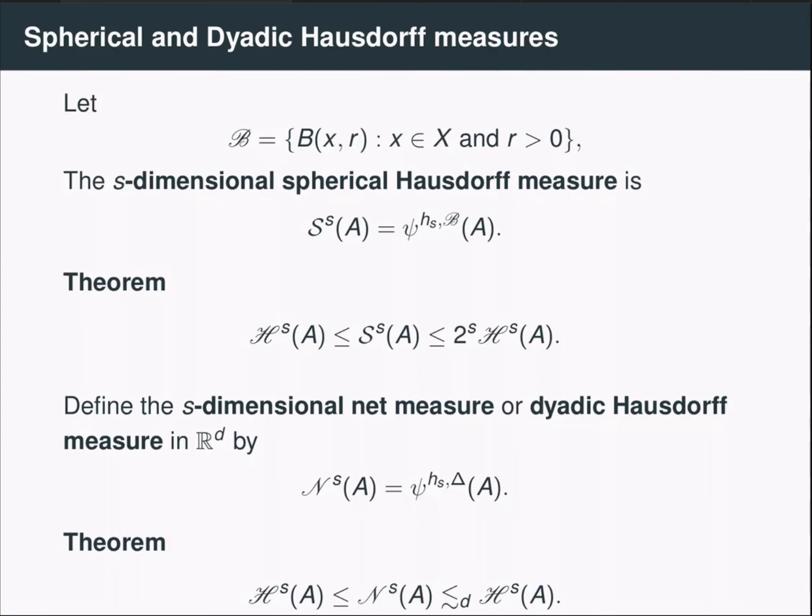Now, if we instead use dyadic cubes, we get the s-dimensional net measure, or dyadic Hausdorff measure. And one can show similarly that the following inequalities hold, and it's comparable to Hausdorff measure. Now, why did we not use these sets in the first place for defining Hausdorff measure? Well, first of all, estimating Hausdorff measure is a bit easier by using all sets, since we can use any sets in our cover. We're not restricted in which ones we can use.